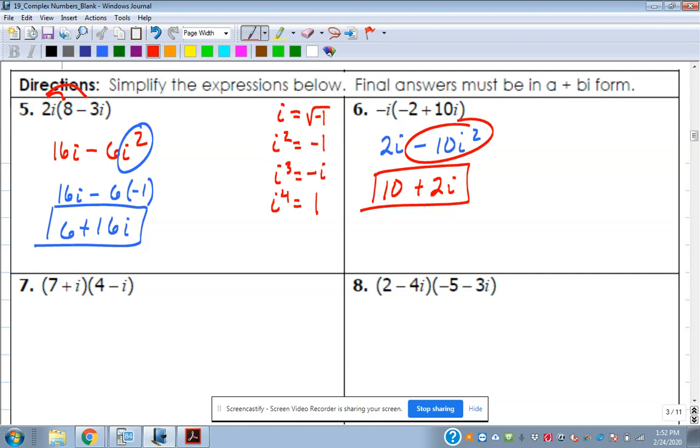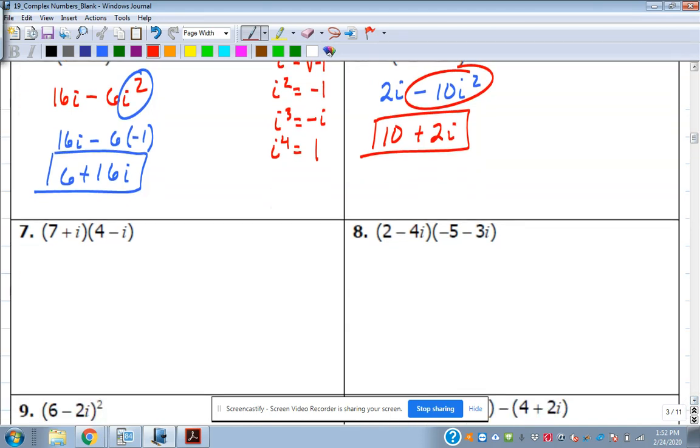Now let's get into number 7 there. We've got two standard form complex numbers, and we're going to multiply them together. This is just like what you did in Algebra 1 when we gave you a problem that said x plus 3 and x minus 2, something like that. You just distribute each piece across the parentheses. That's what we're going to do here. We're going to multiply 7 times 4, 28. 7 times negative 1i would be negative 7i. i times 4 would be 4i. Then i times negative i is negative i squared.